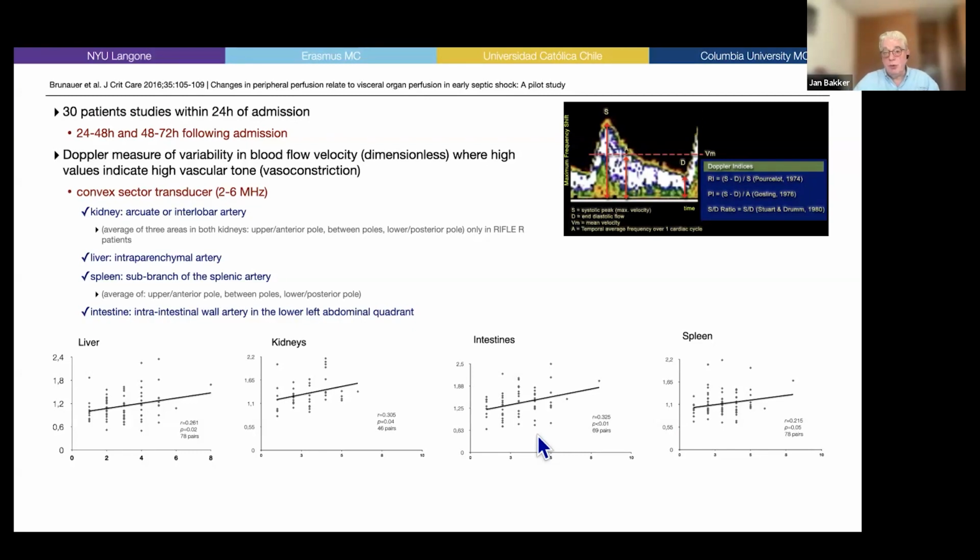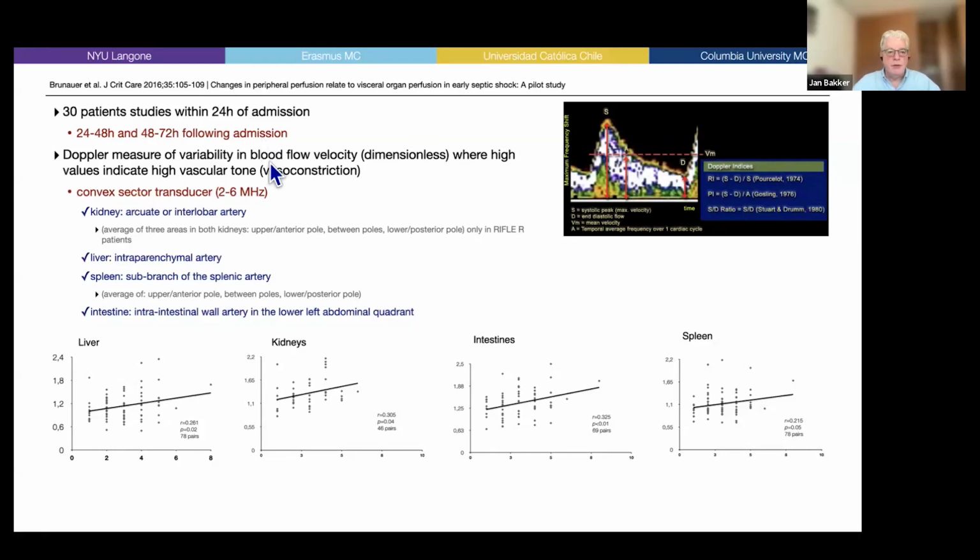But using simple capillary refill time can already reveal that your problem in the patient is bigger than you might think when you only look at blood pressure, for instance. This is a study we did with Andreas Brunauer in Austria. And we looked at 30 patients admitted to the ICU. And within 24 hours of admission, we measured capillary refill time. Capillary refill time is on the x-axis.